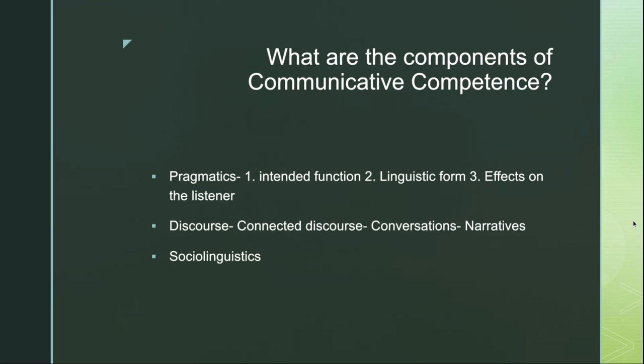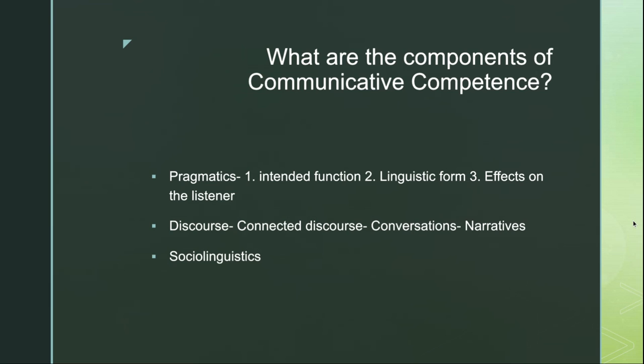What are the components of communicative competence? They are pragmatics, discourse, and sociolinguistics. Pragmatics is the ability to make things happen with words. Pragmatics has three components, which are intended functions, linguistic form, and effects on the listener.